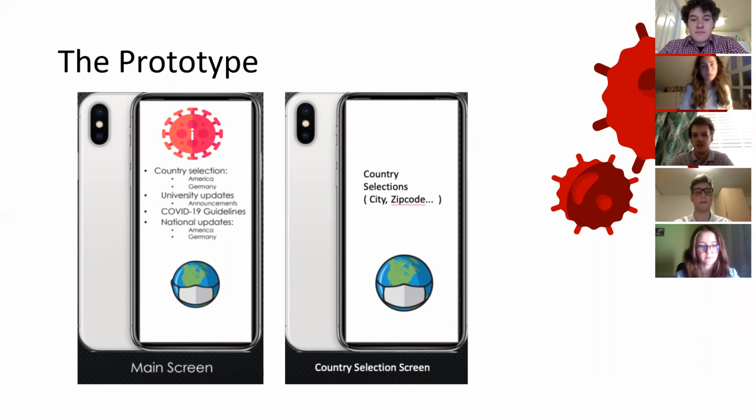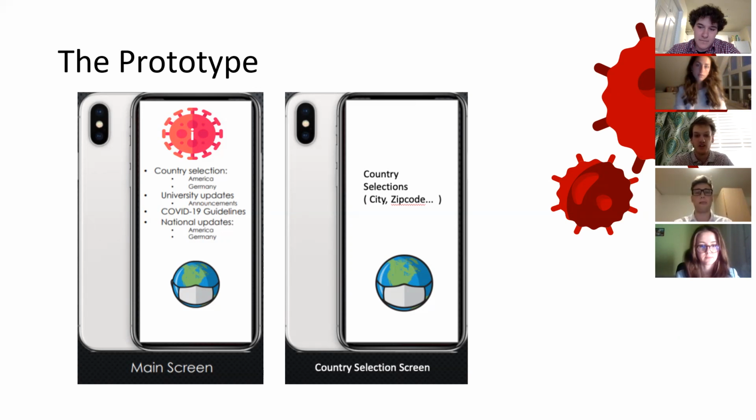The first one, the country selection, will take you to another screen where you put in your city, zip code, wherever you're at, and/or wherever you're planning to travel, and it will show you all the information about where that is, the restrictions they have, the infection rates they have, and all the breaking news on their corona lately. The university updates will show you about colleges and their infection rates and all that is going on in their college.